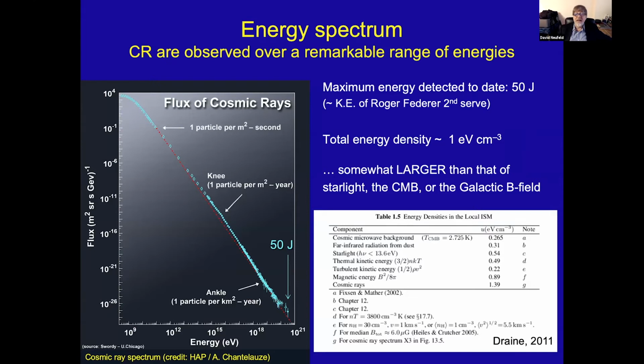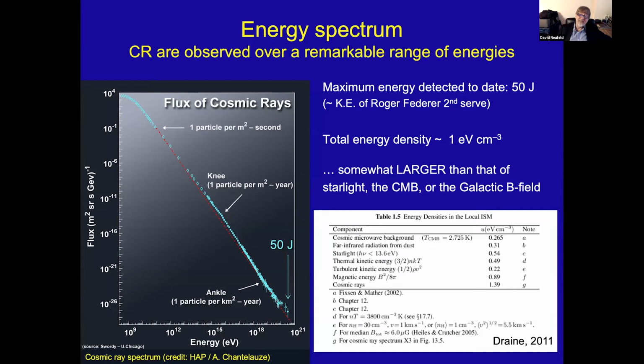And we now know that they exist over a remarkable range of energies, as you can see in the energy spectrum in this plot here. The most energetic cosmic rays that have been detected have Lorentz factors of more than 10 to the 11, meaning that a single cosmic ray proton can have as much kinetic energy, 50 joules, as a tennis ball served by Roger Federer in his second serve only, not his first serve.